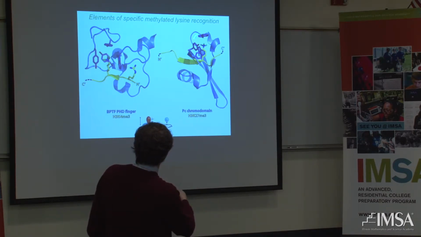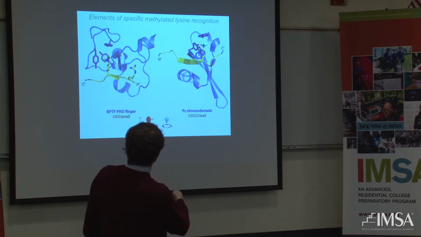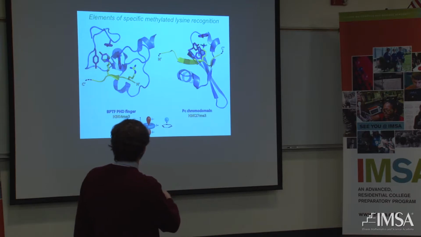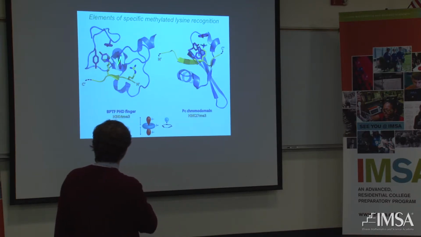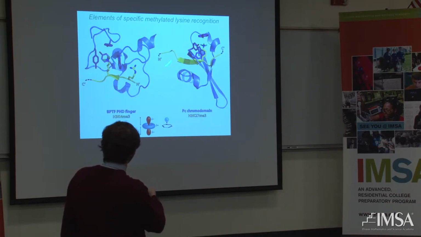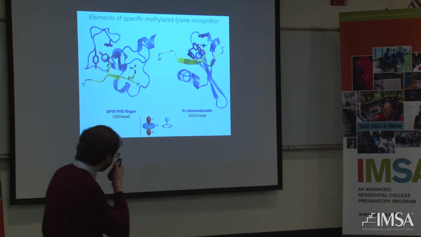Similarly, the same sort of aromatic caging is used by this Polycomb chromodomain to recognize lysine 27. But instead it recognizes lysine 27 in a completely different way. So it recognizes the flanking residues. Both of them recognize the flanking residues and exclude K4 in this case, or K27 in this case.